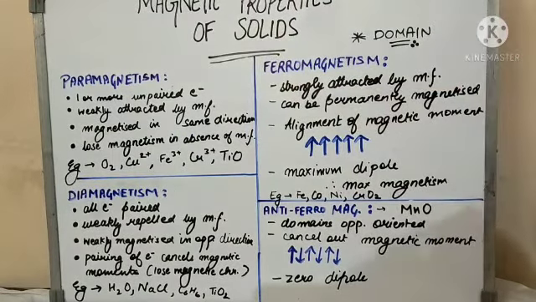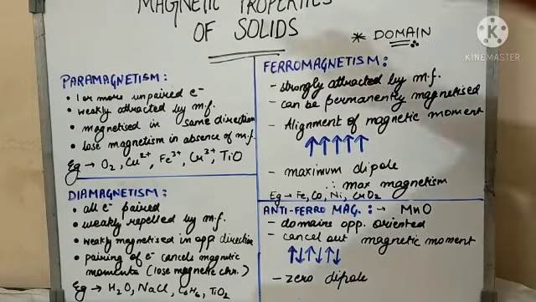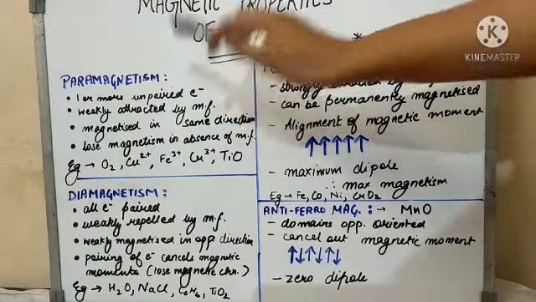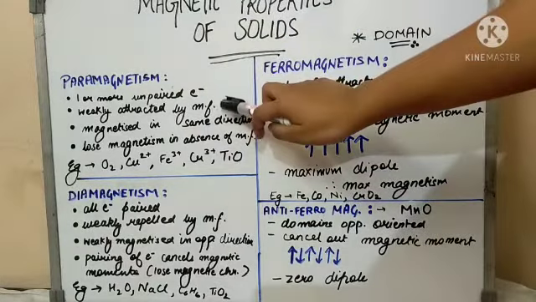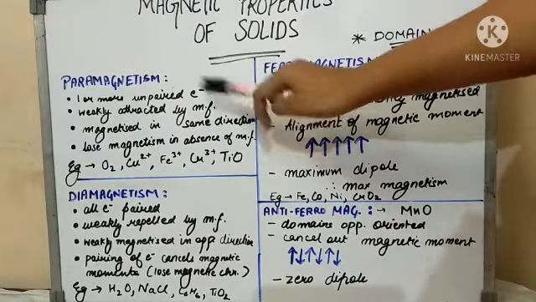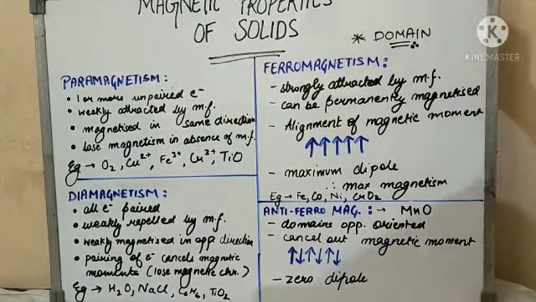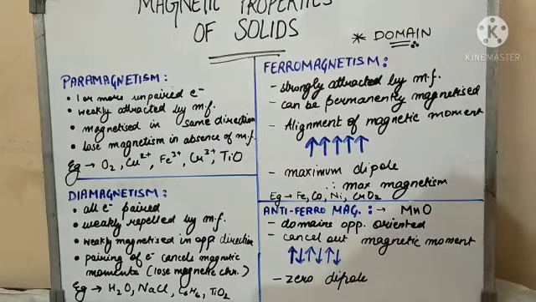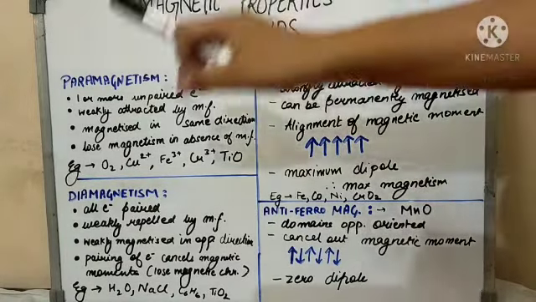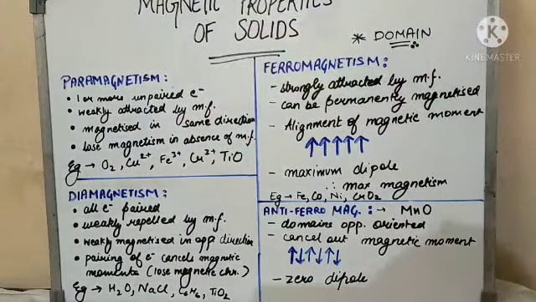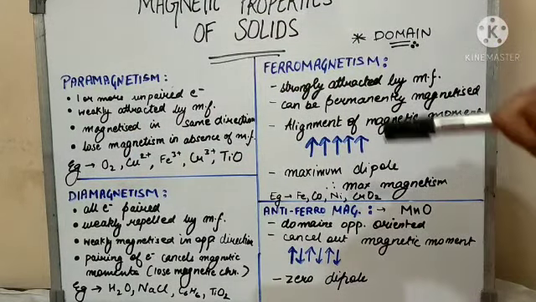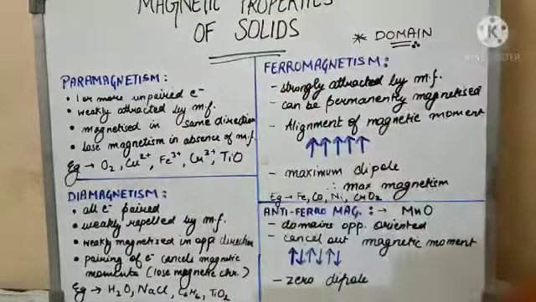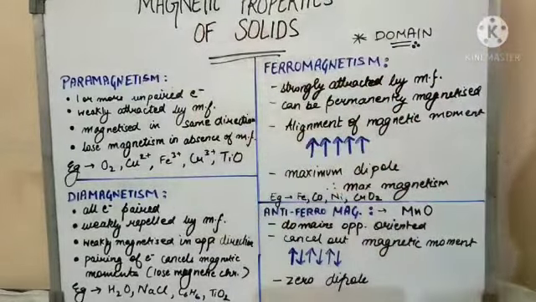First of all, we have paramagnetism. Paramagnetic substances have one or more unpaired electrons, which causes them to be weakly attracted by a magnetic field. These are usually magnetized in a magnetic field in the same direction, and as soon as we remove the magnetic field, they completely lose their magnetism. A few examples are O2, Cu2+, Fe3+, Cu3+, TiO, etc.